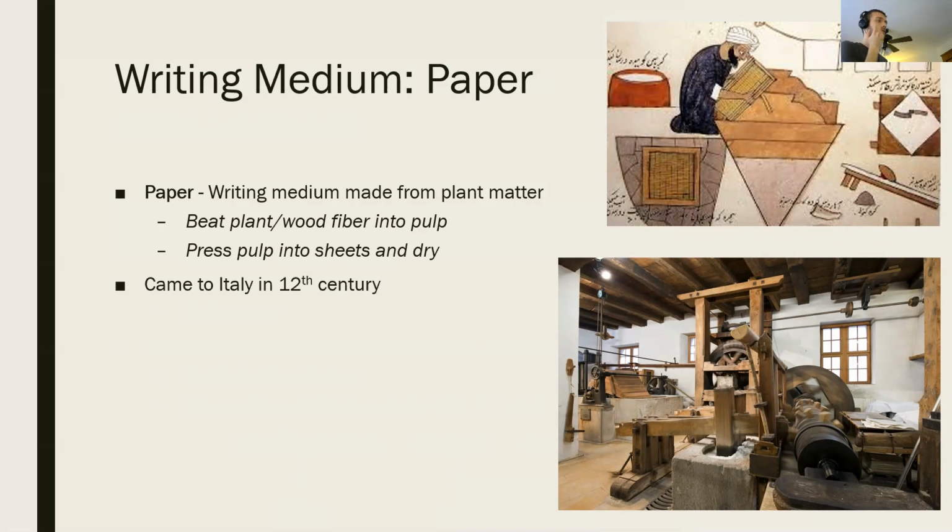So paper was a technique that had originated in China, which we talked about fairly early on. The technique of paper making, along with woodblock printing, was considered one of the most important inventions of China. Then that invention traveled to the Middle East, where we see a picture in the top right here. And then it arrived in Europe in the 12th century in Italy.